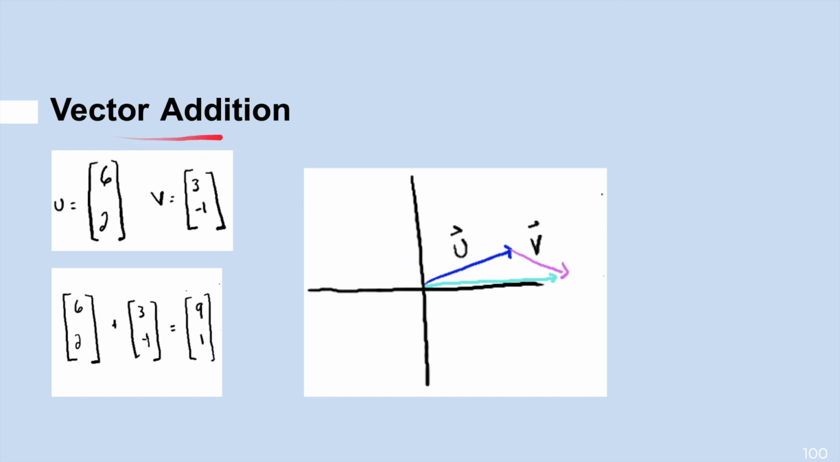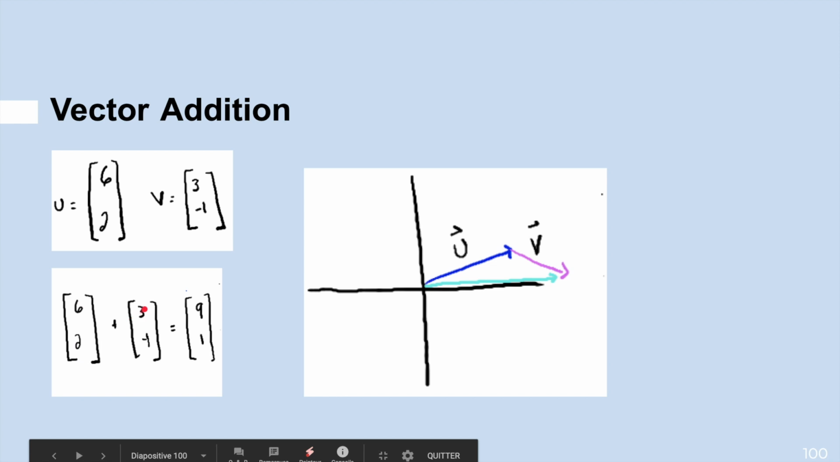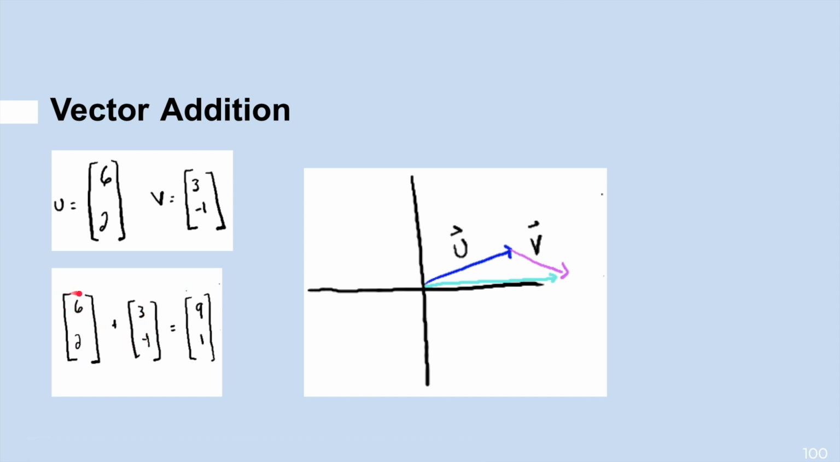Now, just like with normal matrices, I can add vectors together. All that looks like is I have this vector plus this vector, and I take the first number plus this first number, so 6 plus 3 is 9, 2 plus -1 is 1. So if I were to draw this addition, I have U, and then I'm adding on V, so I draw a V at the end of U, which looks like this. And my resultant vector starts at the origin and ends at the end. And that is what I just calculated.